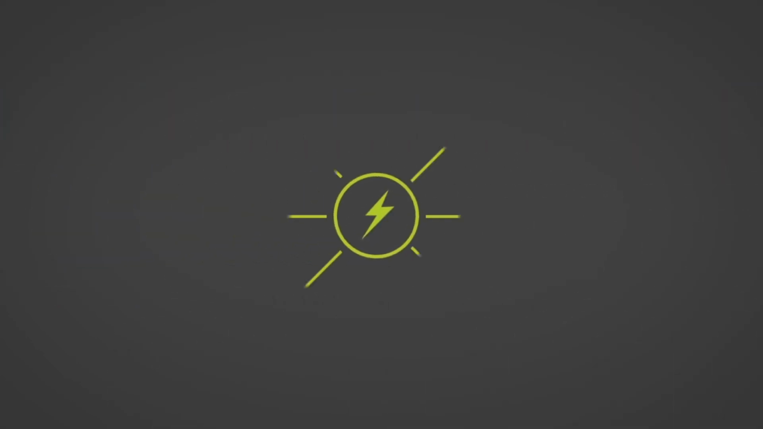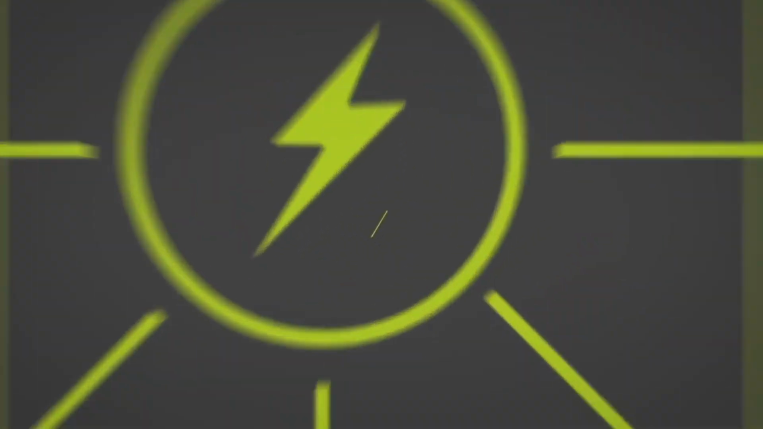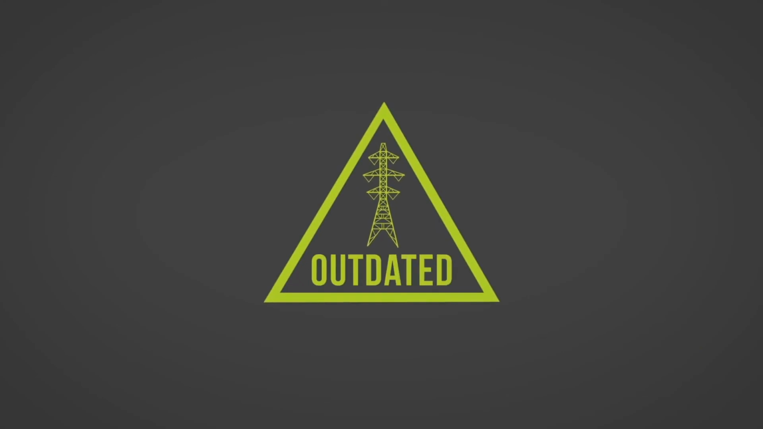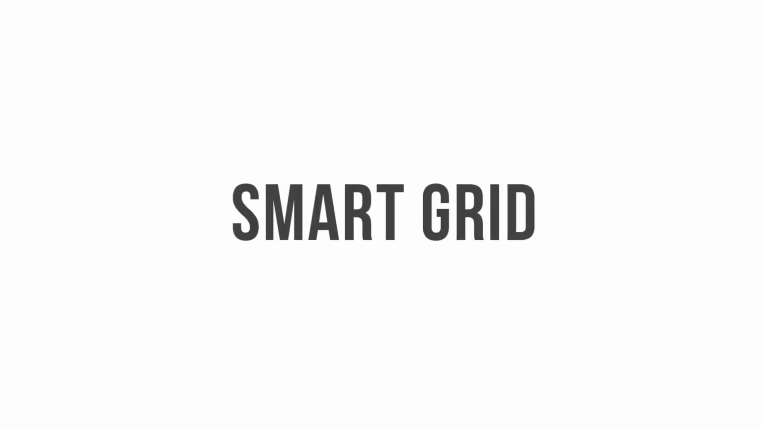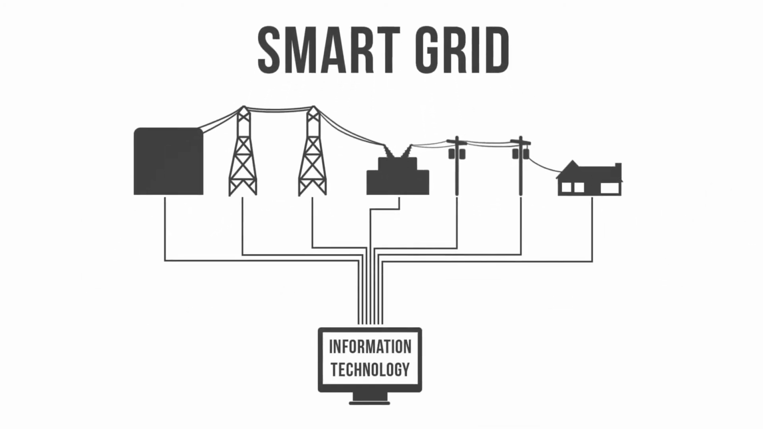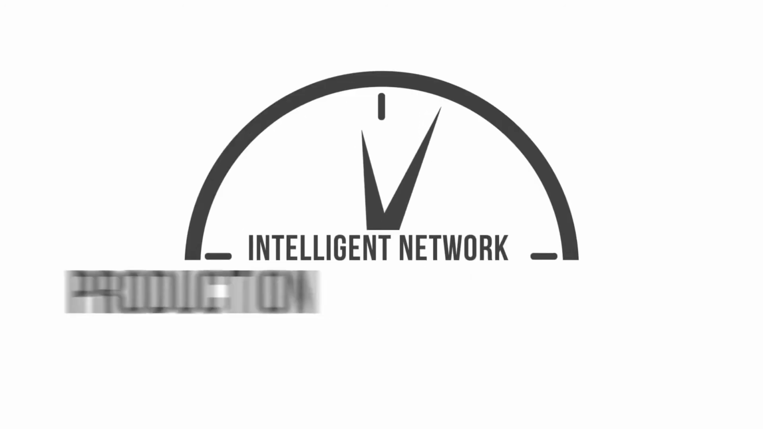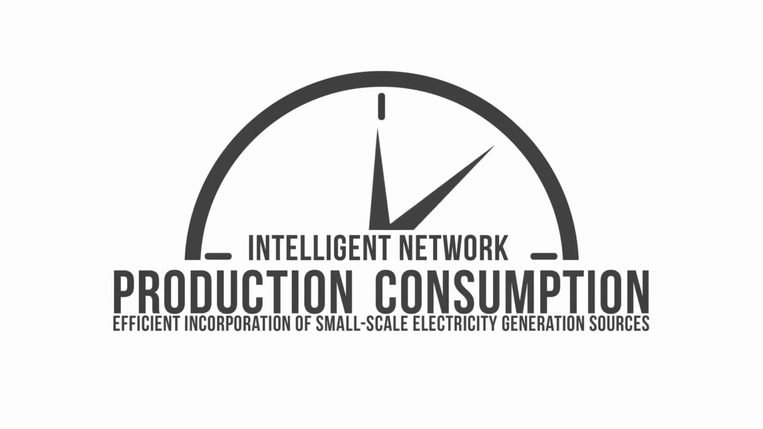The centralized nature of the grid has made it an ideal structure for large-scale electricity production. However, some of the grid's infrastructure is outdated and is not capable of accommodating small-scale electricity generation technologies. The smart grid is this generation's answer to the electrical grid's shortcomings. The smart grid is simply the electrical grid enhanced by information technology. This turns the electrical grid into an intelligent network that allows for real-time information about electricity production and consumption and more efficient incorporation of small-scale electricity generation sources.